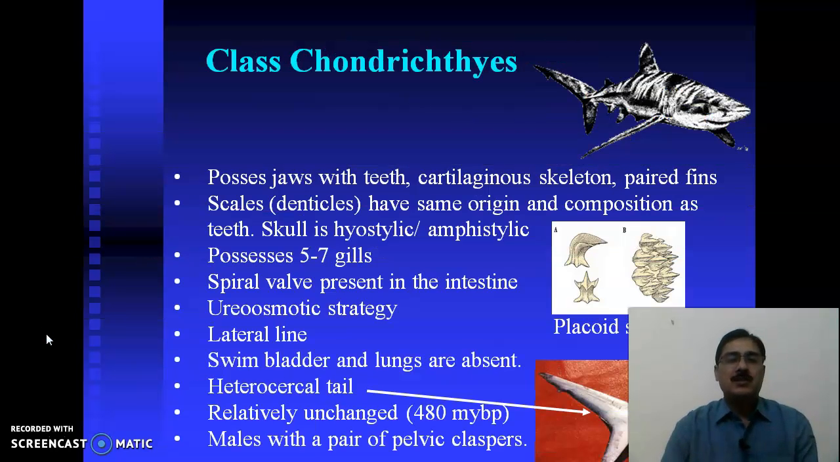The first class is the Chondrichthyes. The term Chondrichthyes is derived from two words, chondrion and ichthyes. The meaning of chondrion is cartilage, and ichthyes means fish. So all the cartilaginous fishes have been included in this class, Chondrichthyes.